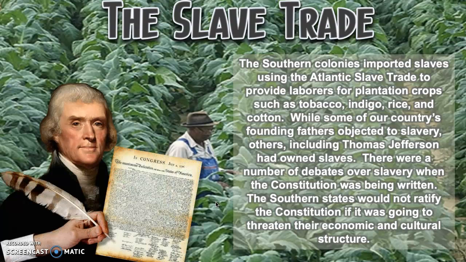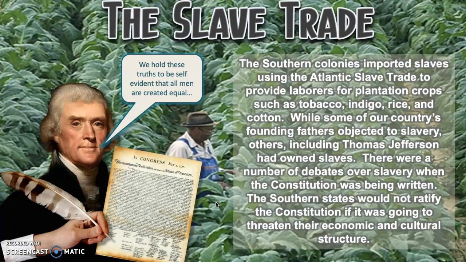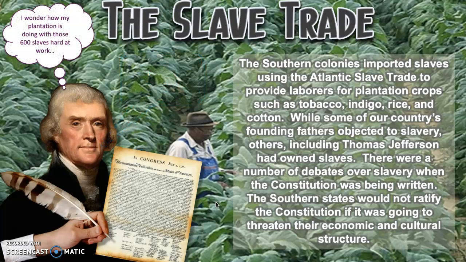This is Thomas Jefferson. He wrote the Declaration of Independence, and the first statement says, "We hold these truths to be self-evident that all men are created equal." But the reality was that Thomas Jefferson himself had inherited a huge plantation in Virginia from his family that had 600 slaves.